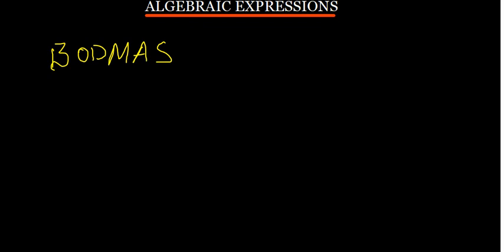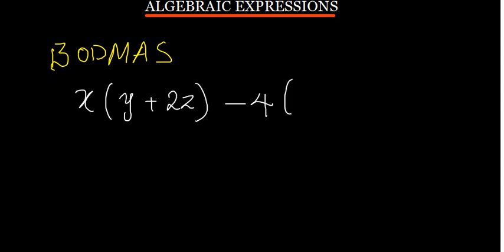So let's say you've been given something like x multiplied by (y plus 2z minus 4), and then let's say you have (z plus 2y), and then let's say x there. They've asked you to simplify this thing. For you to do that, you need to first remove the bracket. So that's brackets off from the BODMAS.